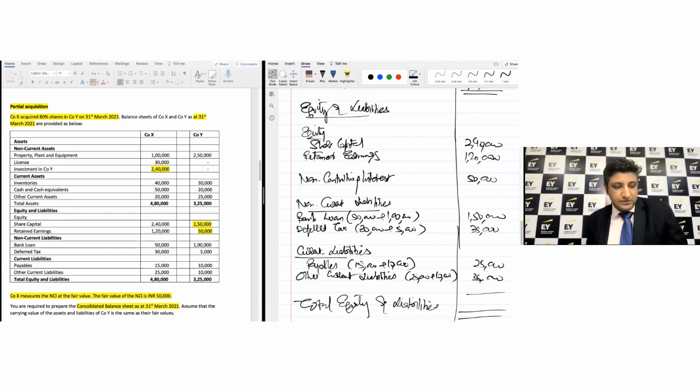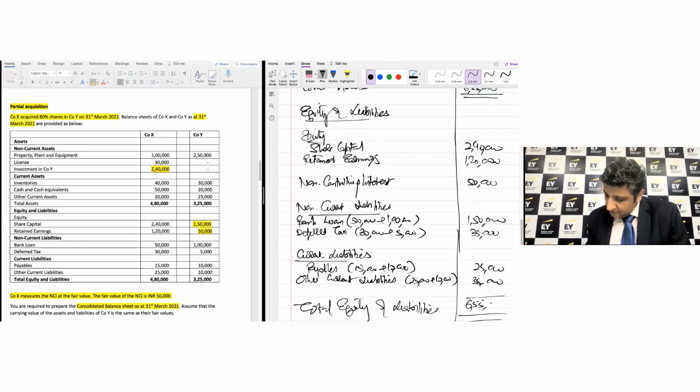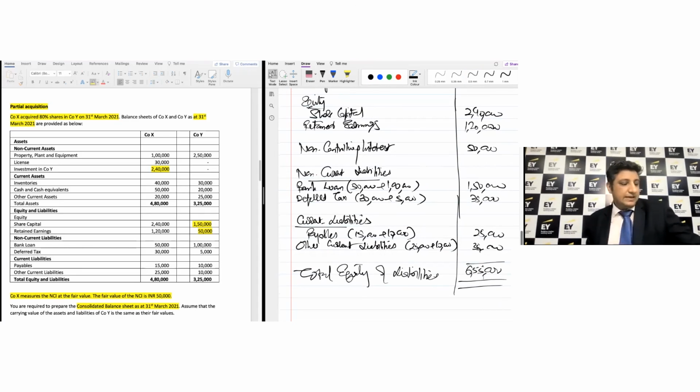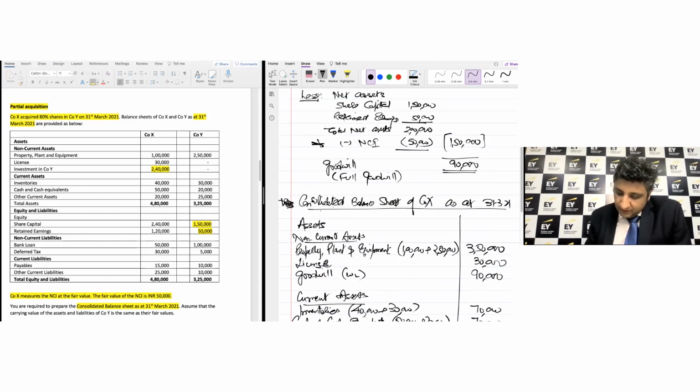Giving in total equity and liabilities. Let's do the sum total of that. It is 240 plus 120 plus 50 plus 150 plus 35 plus 25 plus 35. Now that gives us the same amount as the total of the asset side. So when there's a partial acquisition, you want to bring the NCI into the picture, both in the balance sheet and of course for the purposes of goodwill calculation. That's something you want to pick up as a part of this conversation.